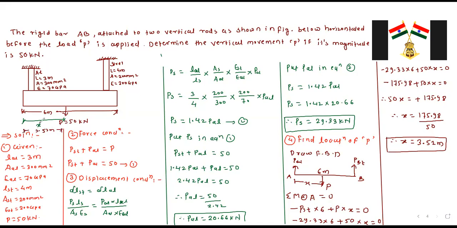Madam, there it is not 175. Yes, how much? It was 50 there, madam. 125.98 in minus. Please wait, I will check. 29.33 into 6 is 175.98. Madam, is that correct?